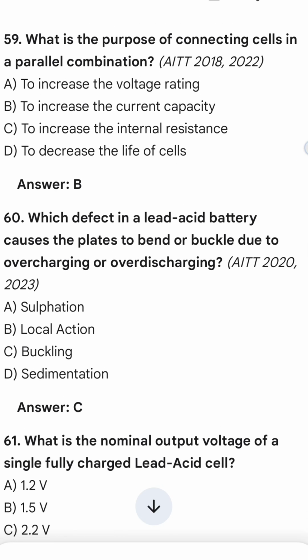Question number 59. What is the purpose of connecting cells in a parallel combination? 2018 and 2022. Option A, to increase the voltage rating. Option B, to increase the current capacity. Option C, to increase the internal resistance. Option D, to decrease the life of cells. Option B, to increase the current capacity is the correct answer.